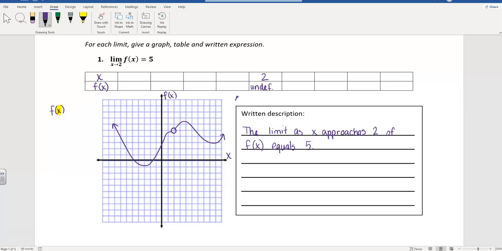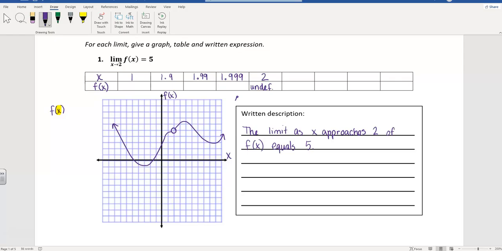And then we want to support that x is approaching 2, right? So you can choose to do what you would like here, but I would maybe pick 1 and then 1.9 and 1.99 and 1.999 over here on this side.